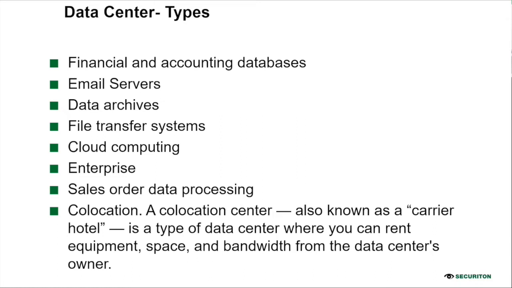There are financial and accounting databases, email server databases, and data archives, which secure the data in archives. Then we have file transfer systems, cloud computing data centers, enterprise level data centers, sales order processing data centers, and a co-location center, also known as a carrier hotel. It is a type of data center where you can rent equipment, space and bandwidth from the data center's owner, like your Sify, like your NetMagic, like your STT data centers.